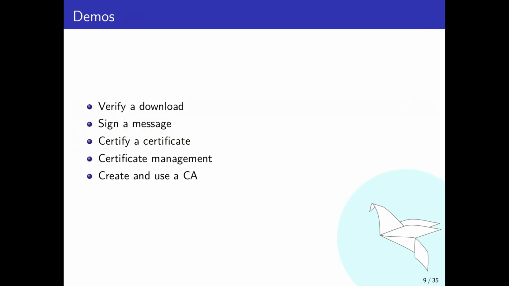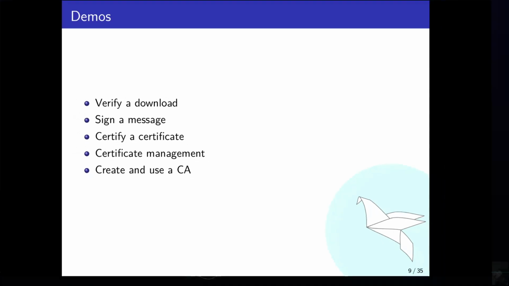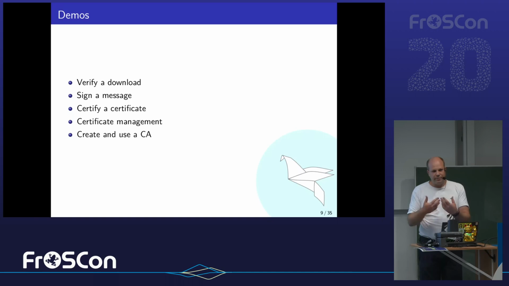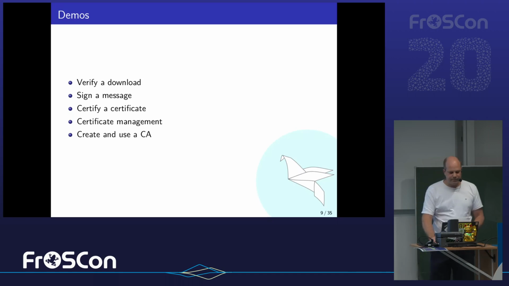So, 5 main demos. I want to verify a download. I want to sign a message. I want to certify a certificate. I want to show you a little bit about certificate management. And I want to show you how to create and use a CA, a certificate authority, which might surprise you because OpenPGP is all about a decentralized trust model. But decentralized doesn't mean that you only rely on people directly. You can still use people as trusted introducers, so indirection. And a trusted introducer is just a CA.